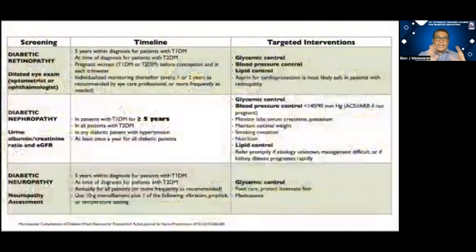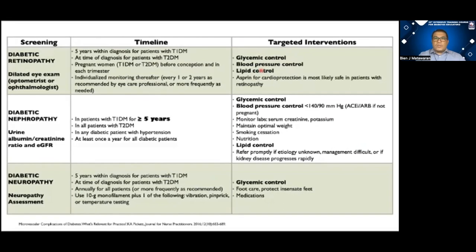So this is basically the whole outline of the lecture. We'll discuss how to screen, what the timelines for screening are, and targeted interventions. And highlighted here, of course, are three main important interventions that will lower complications in the microangiopathy. This would include glycemic control, blood pressure control, and lipid control.